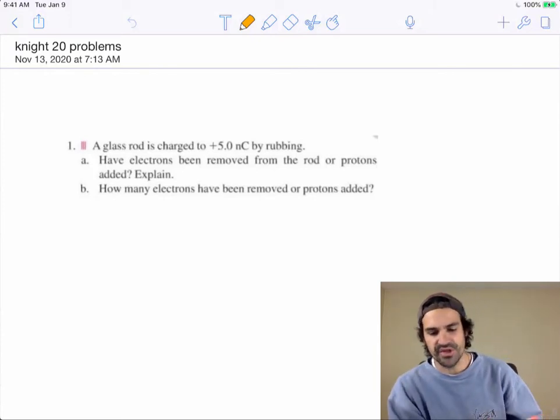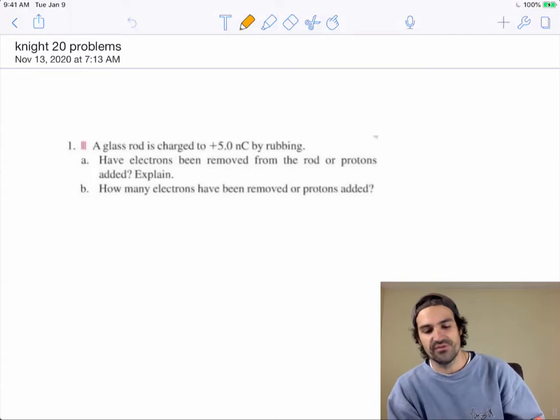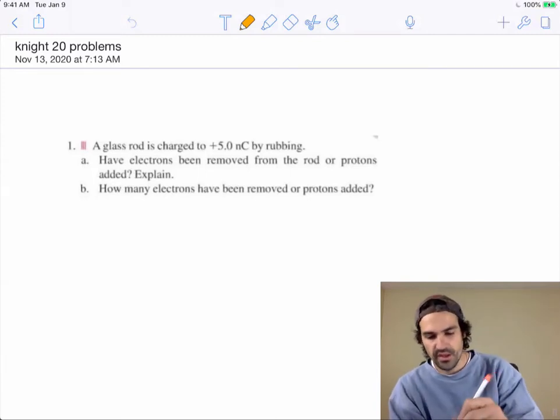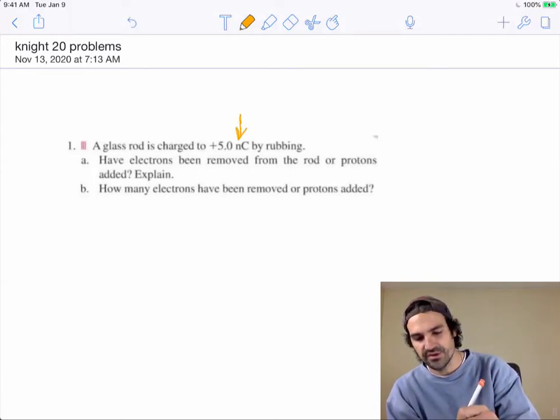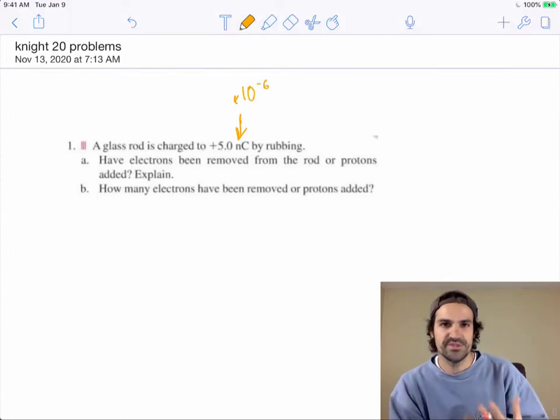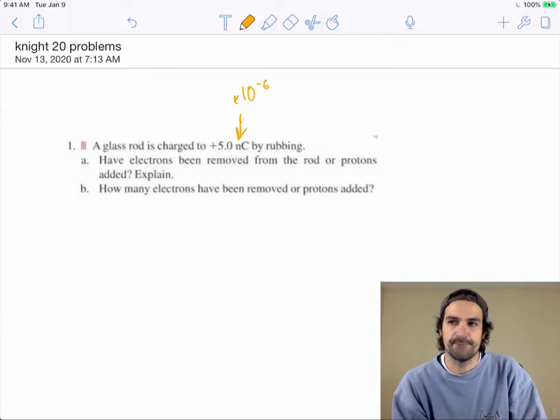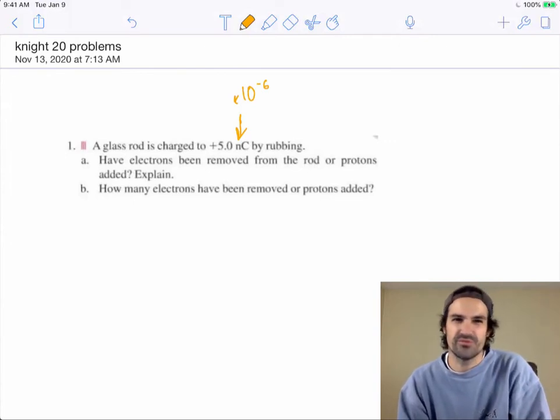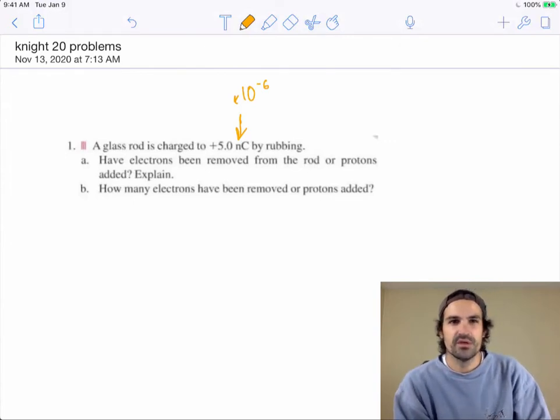So number 1, a glass rod is charged to positive 5 nanocoulombs by rubbing. First thing I'm thinking is nano is times 10 to the negative 6, and coulomb is the charge. Hopefully that has already been familiar from the notes. So part A, have electrons been removed from the rod or protons added?